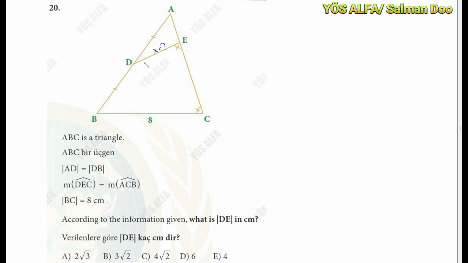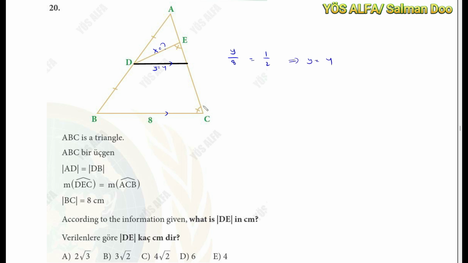So we'll try to make use of the similarities of triangles, because D is the midpoint of AB. Let me draw a line parallel to the base of the triangle BC. And let's say the length of this line is Y. We can find out what Y is by taking the similarity ratio of the two triangles, the smaller triangle and the larger triangle. They are similar. So Y over 8 is going to be AD over AB. It's 1 over 2. From here, we have Y is equal to 4.